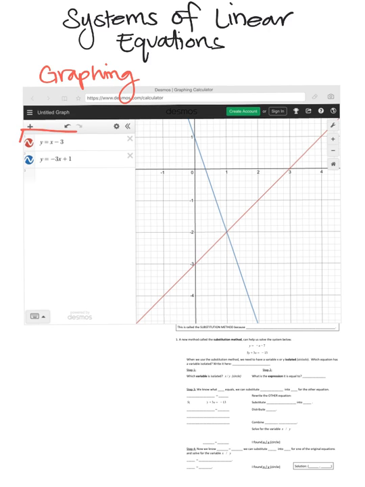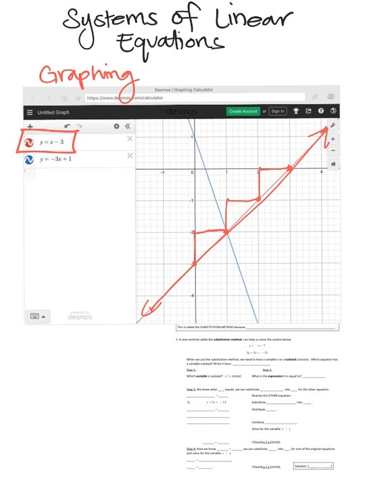I can graph the first line, which is in slope-intercept form. It has a y-intercept of -3 and a slope of 1, so I can go up 1 and right 1. Up 1, right 1, up 1, right 1. That's my slope, so that I can graph this line.